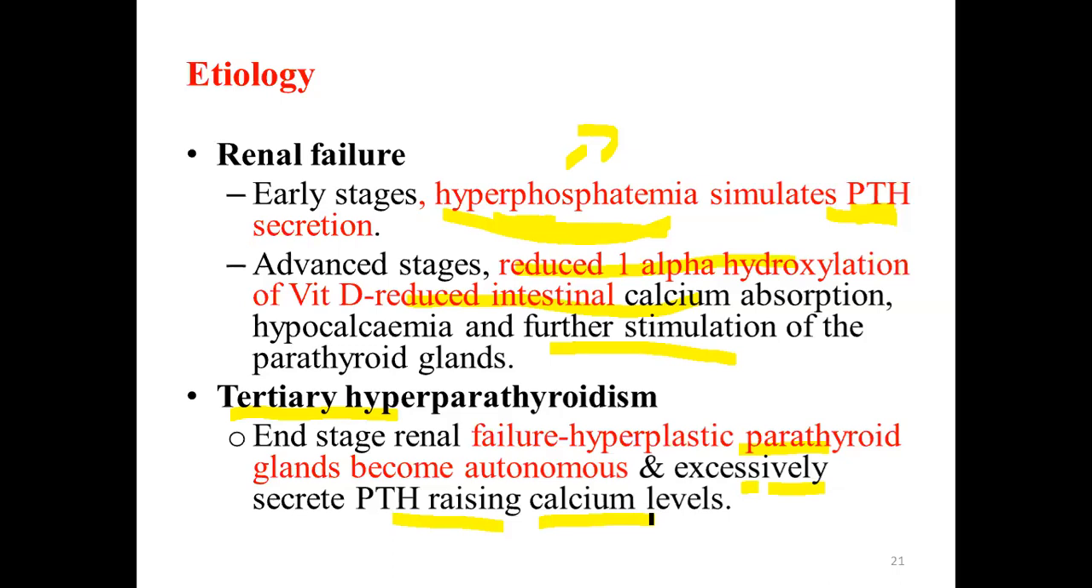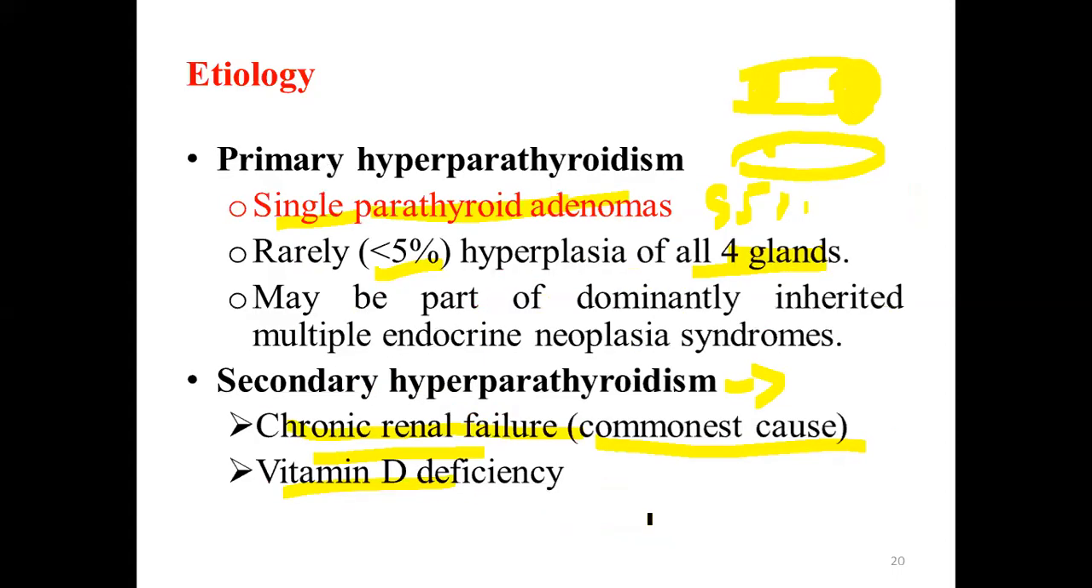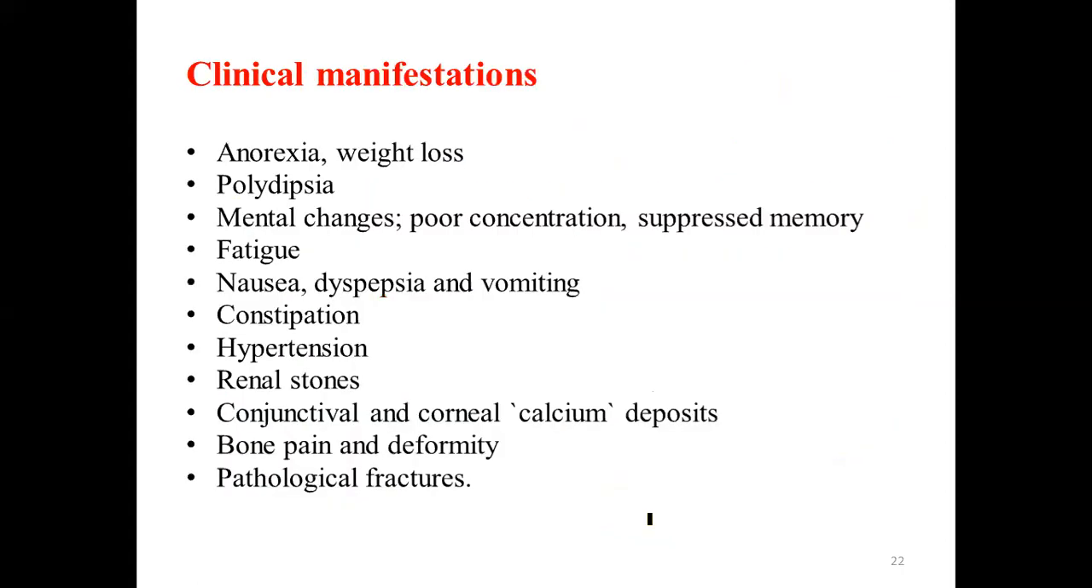So it becomes autonomous and it is no longer responding to the negative feedback mechanism. That is what we call the tertiary cause of hyperparathyroidism. So these are the etiologies, but remember the secondary ones are comparatively the most common type of hyperparathyroidism, the result of chronic renal failure.